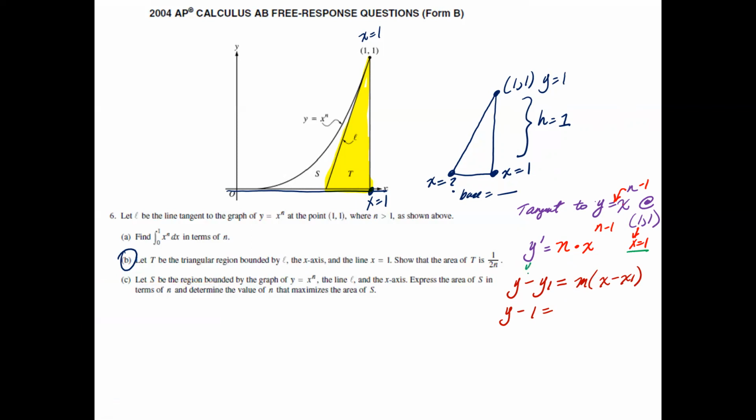With x equals 1, my y prime or my slope is going to equal n times 1 to the n minus 1. And remember, it doesn't really matter what number n is going to be. We know n is bigger than 1, but it doesn't matter what the exponent is. 1 to any power is just 1. So what's 1 times n? Your slope is just n. So my equation is y minus 1 equals n times x minus 1.